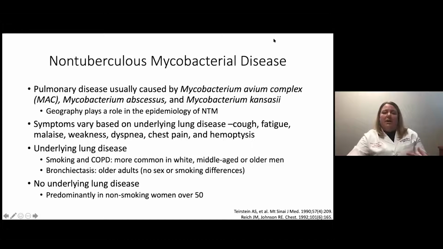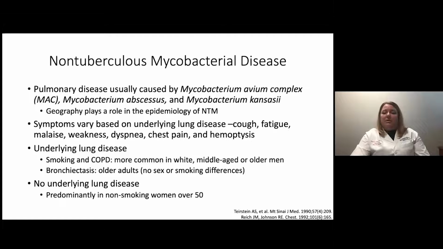Non-tuberculous mycobacterial disease is caused by a mycobacterium that is not tuberculosis. And the types that cause infection vary based on the geography. Here in the United States, the predominant causes of pulmonary disease are the Mycobacterium avium complex, or MAC, Mycobacterium abscessus, and Mycobacterium kansasii. Then the symptoms vary in patients based on their underlying lung disease. Most commonly, people will present with cough, fatigue, malaise, weakness, dyspnea or shortness of breath, chest pain, and again, they can have hemoptysis, as these types of infections will often cause cavities, and those can erode into blood vessels and lead to coughing up blood.